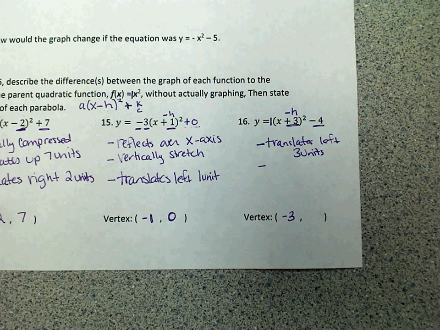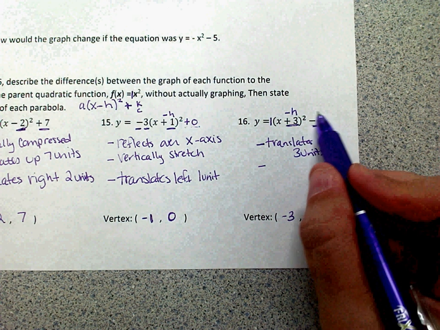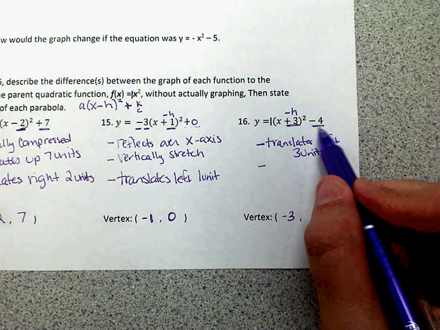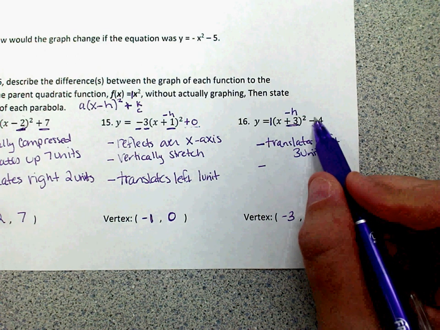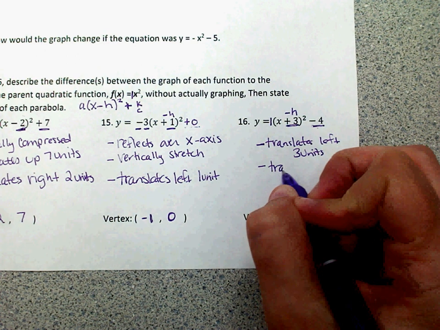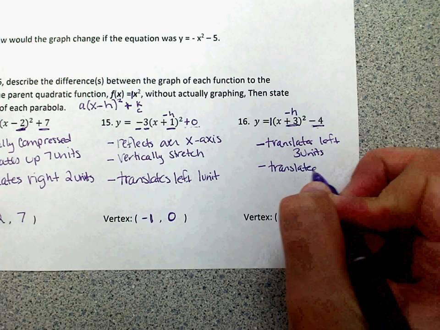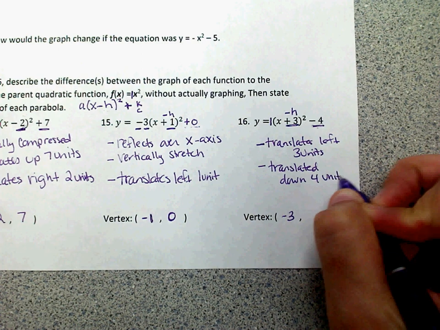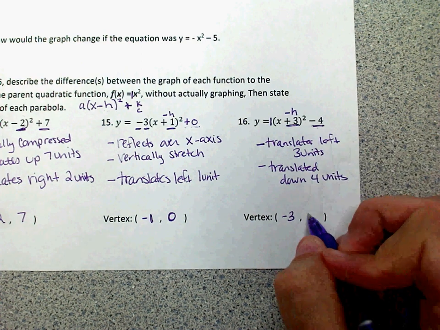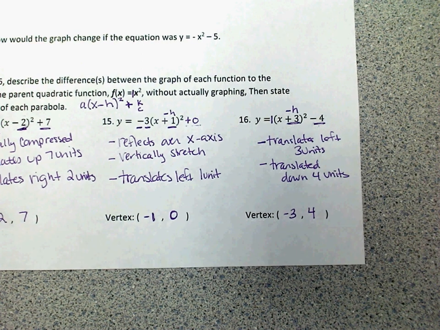And then this is your C value, or your K, and this tells me if it moves up or down. And since it's negative 4, it's moving down. So it translates down 4 units. And remember, that is your y value of your vertex. It's not as hard as it looks.